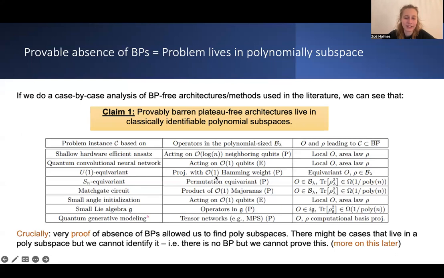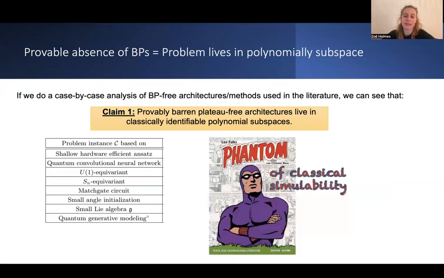Okay, so we've established that all of these provably bound plateau-free architectures, the type of architectures we think we need in order to allow for training because we don't have exponentially vanishing gradients, all live in polynomial subspaces. But this is where the phantom of classical simulability comes in. A lot of the power of quantum computing is meant to come from the fact that you live in some exponentially large space. But if you somehow reduced your problem to a polynomial subspace, maybe we can get away with classically simulating it.